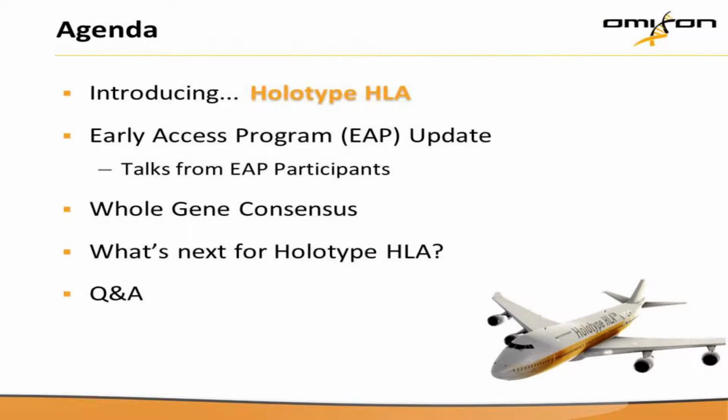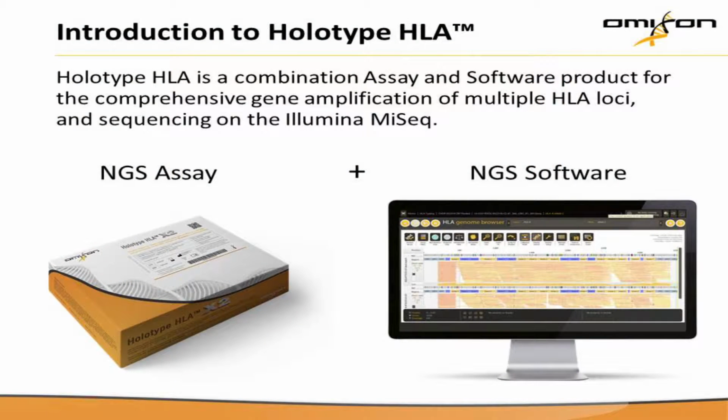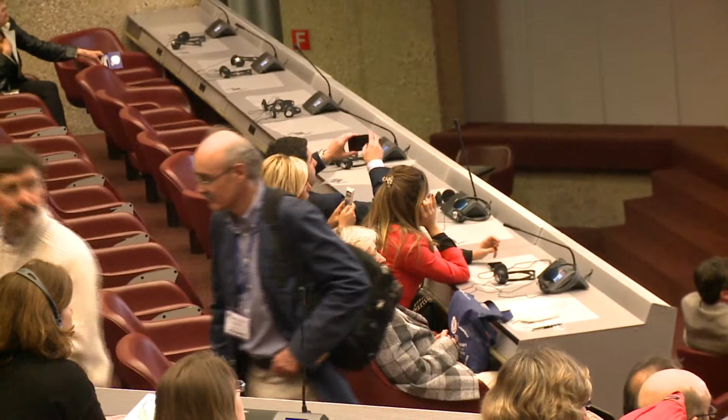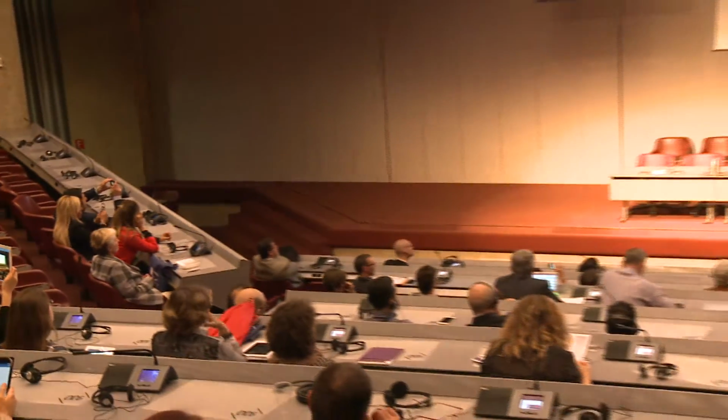So coming back to the serious stuff, the schedule for today is a little bit of introduction to HoloType HLA. HoloType HLA is the combination of assay and software to leverage the power of next-generation sequencing for HLA typing. The assay is licensed from the Children's Hospital of Philadelphia under the supervision of Dr. Dimitri Monos. And the software, very unique of its kind, has been the result of the expertise of the Omixon team during the years.